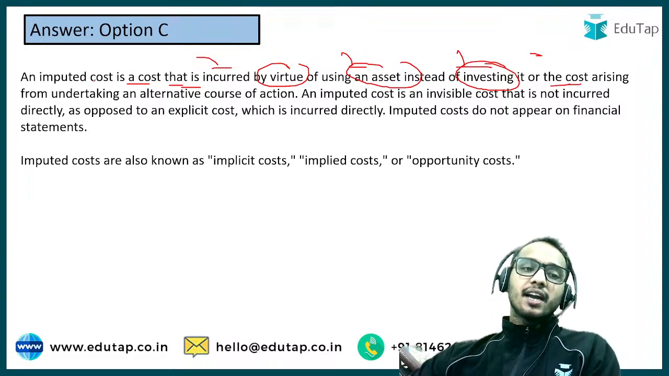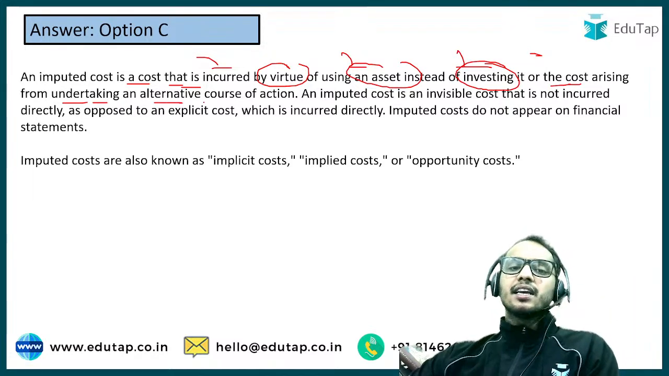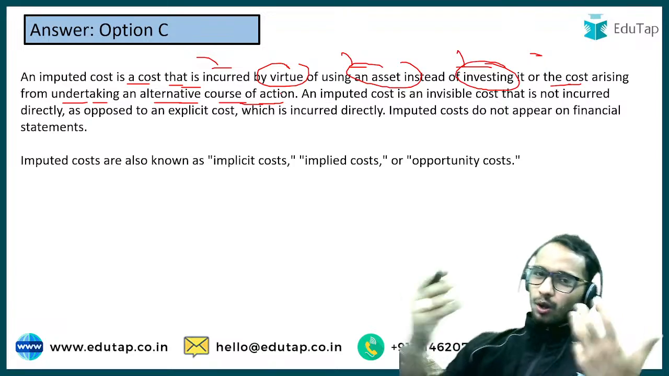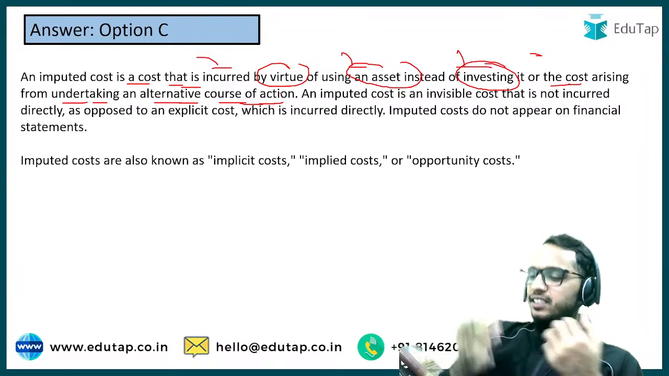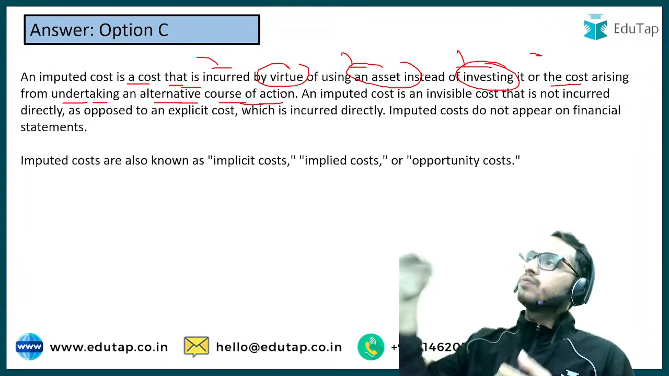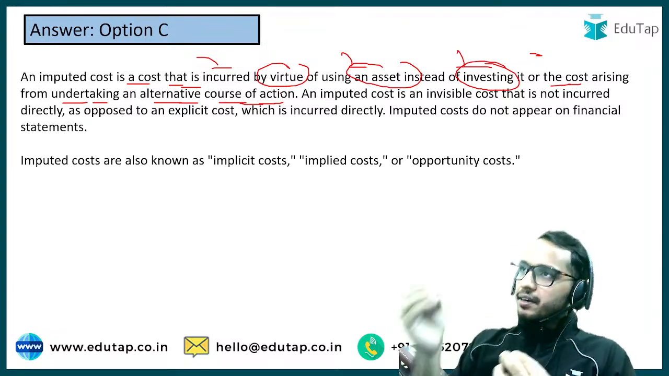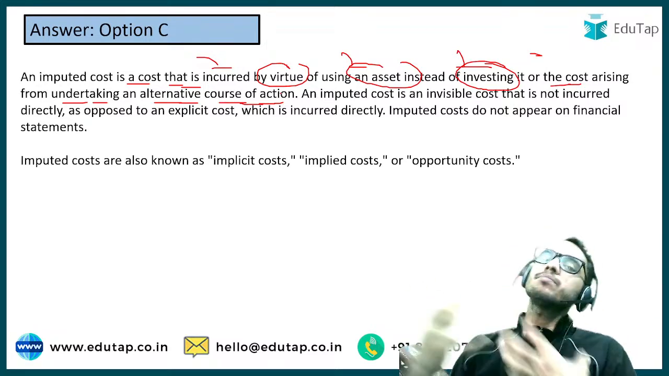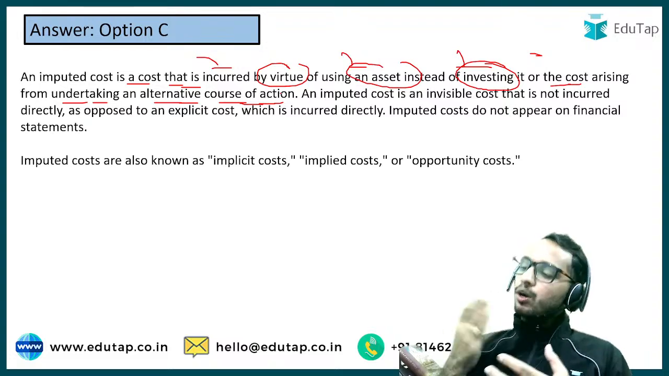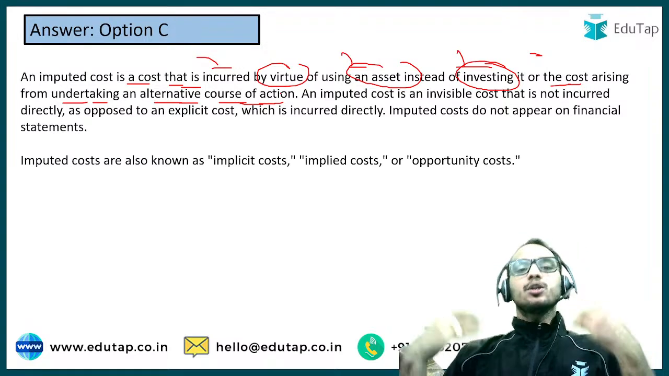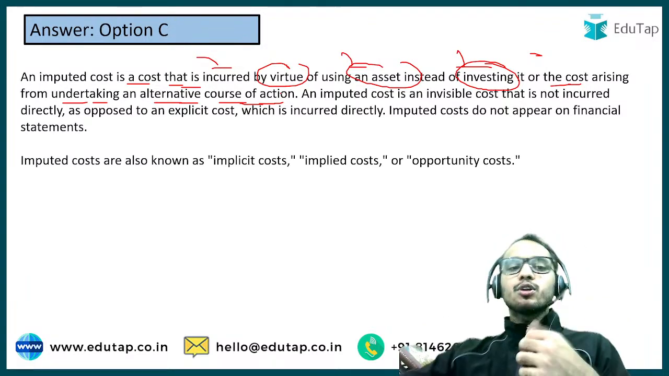Or it is the cost arising from undertaking an alternative course of action. You are taking an alternative course of action instead of renting it out to someone else. If you had rented it out, you could have got some rent amount. So you are losing that rent amount by using it yourself. This is what your imputed cost is.